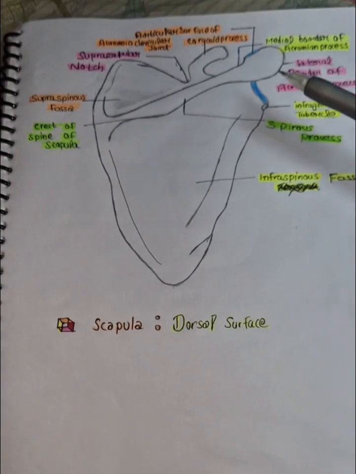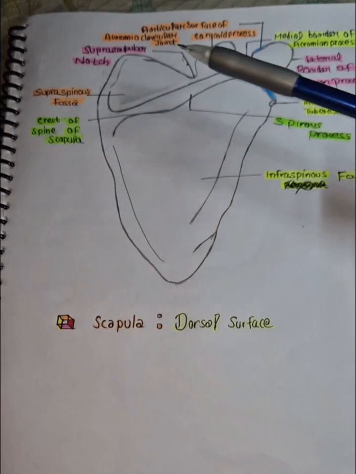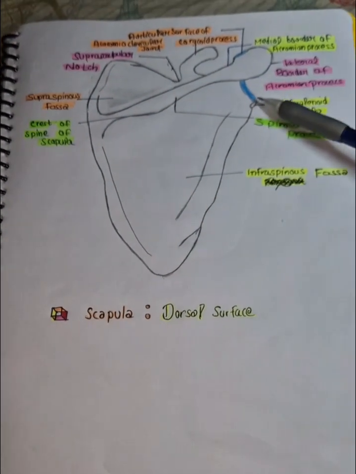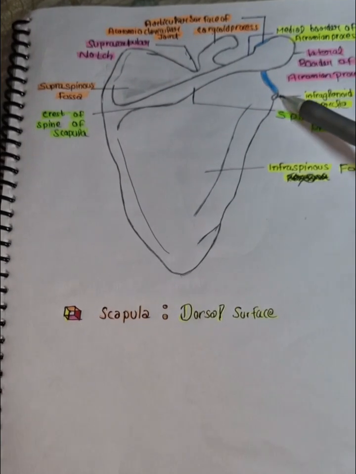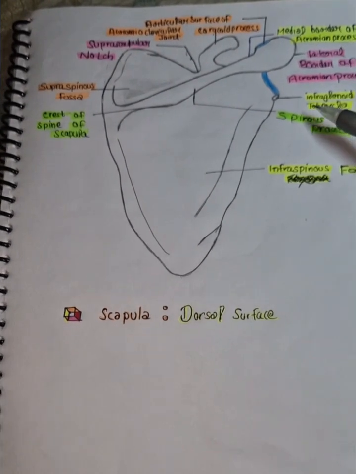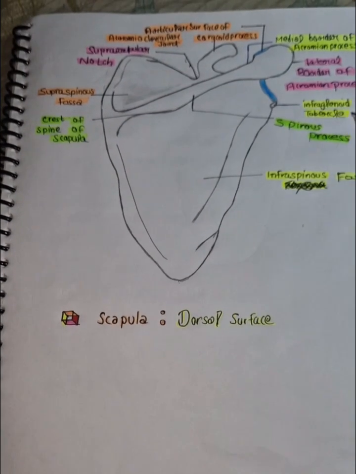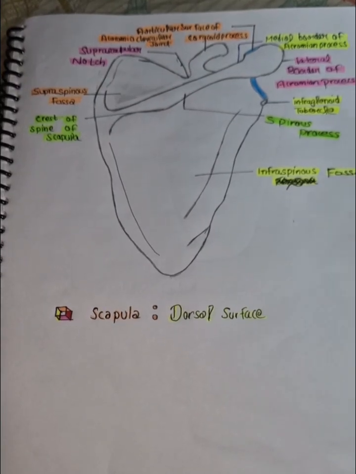Now we came to the angles. So this is the inferior angle, this is the superior angle, this is the glenoid angle or widest. Below it is the infraglenoid tubercle, and above it is the supraglenoid tubercle. So that's already discussed in the previous part.